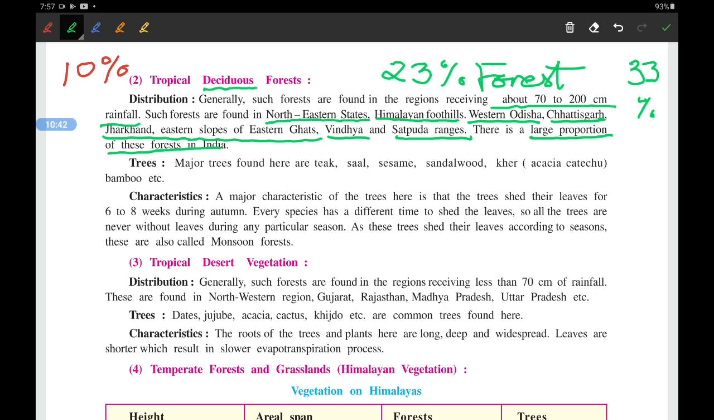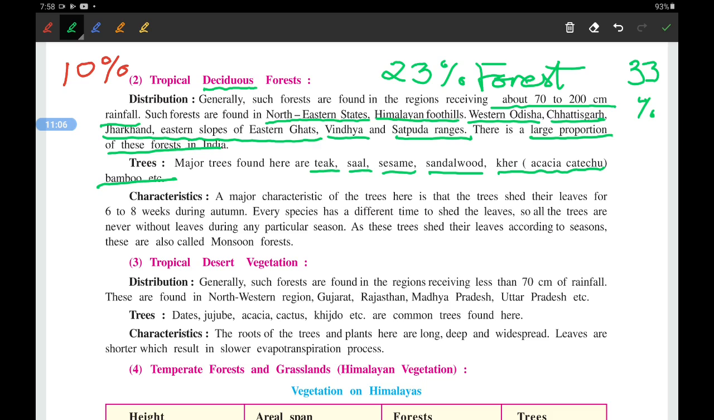So we should try to get more and more trees sown and grown, so that we can have a better future. Which trees are grown here? The major trees found here are teak, sal, sisam, sandalwood, khair, that is acacia, and bamboo. These are the main trees found here.